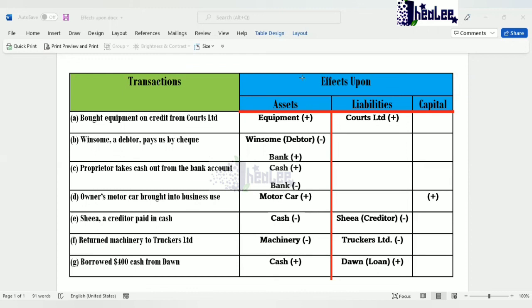And that takes us to the end of this lesson on effects of transaction on the balance sheet items. Join me in another session where I'll be looking at redrafting a balance sheet after some transactions have taken place.